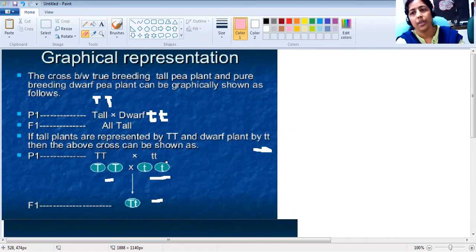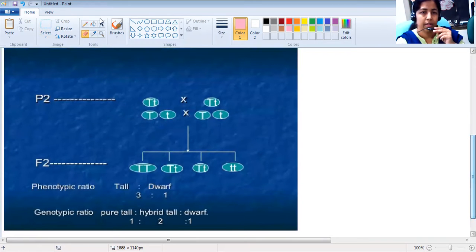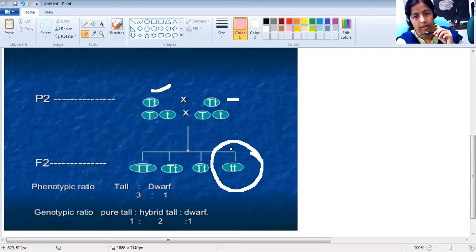Here you can see the next generation, the F2, when the heterozygous forms were crossed. In the F2 generation there are three tall and one dwarf. So the genotypic ratio is one pure tall, two hybrid forms, and one dwarf form.